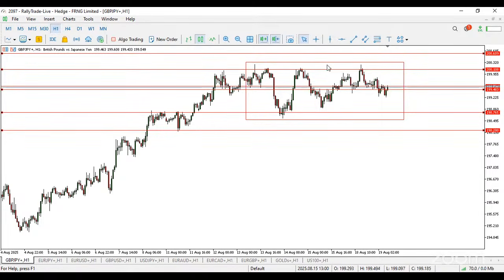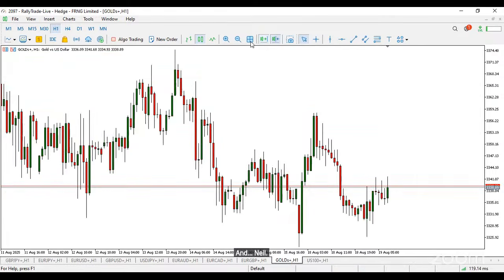So that's how I'll be approaching British pounds, GBP, right? So let's go back to commodities. Let me touch on gold for a moment. And here on gold, what has gold been doing?